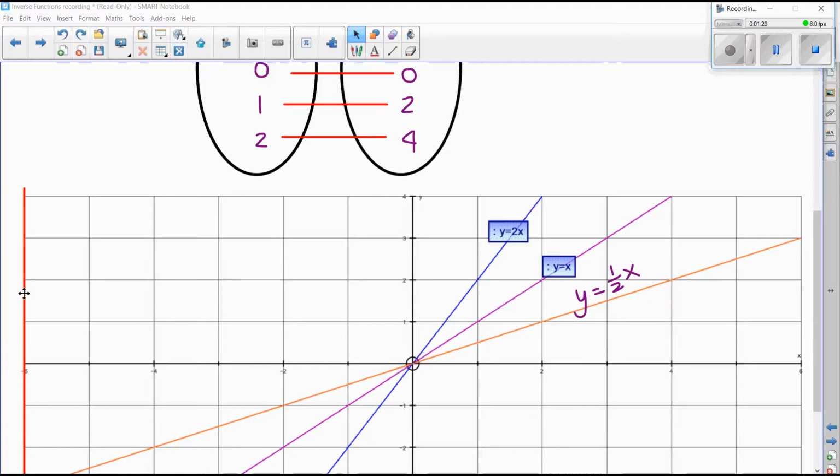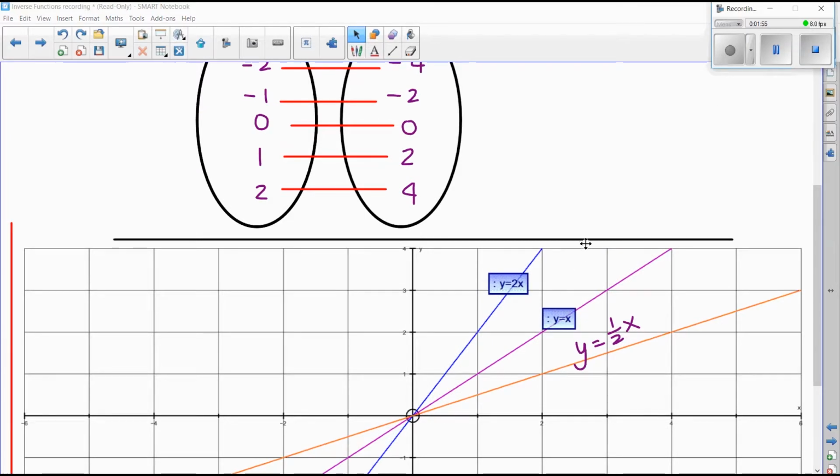We're going to conduct a vertical line test. So we take a vertical line and we sweep it across the Cartesian plane. If it cuts my graph at one point only, my graph is a function. So you can see y = 2x is a function, and the inverse y = half of x is also a function.